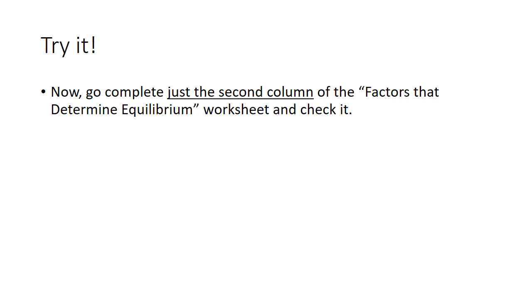Now I want you to complete the second column of the factors that determine equilibrium worksheet and check that. You're focused on the states of matter. In that first column, you focused on which direction was exothermic, but now you're going to focus on which direction has the more chaotic states of matter. You can't use the first column to help you with the second column because they're not related to one another. So focus on those states of matter. Let me know if you've got any questions.